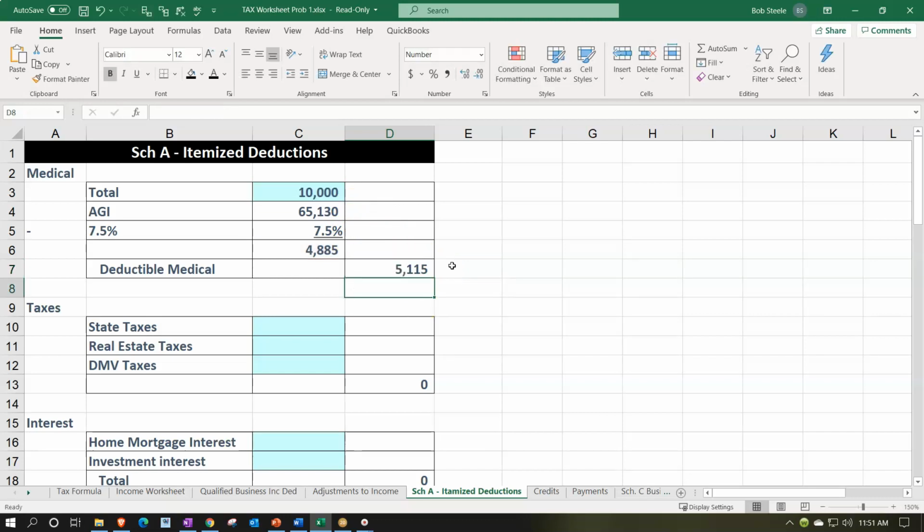So for example, if I said that this was like 3,000, then I don't want this to be a negative number. That's all it's doing. It's saying, hey, only do the subtraction if this is greater than this.